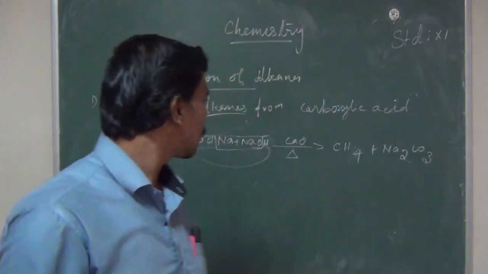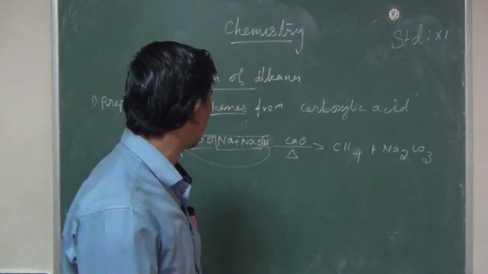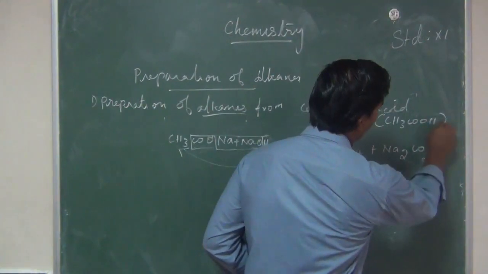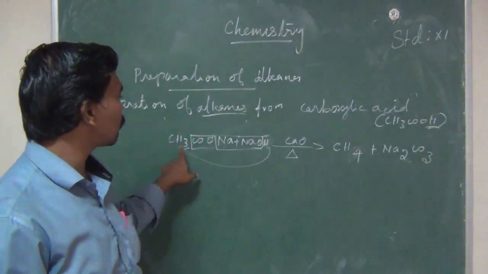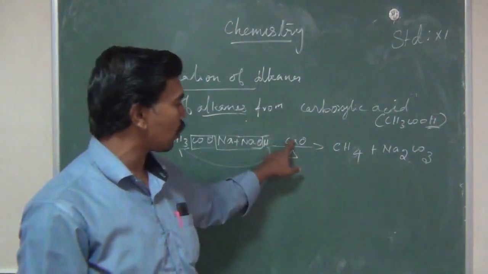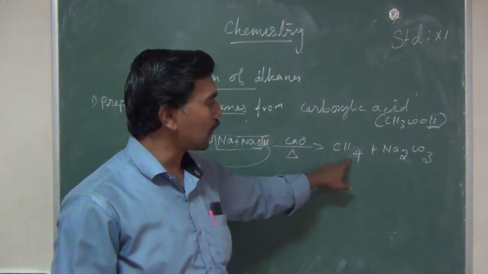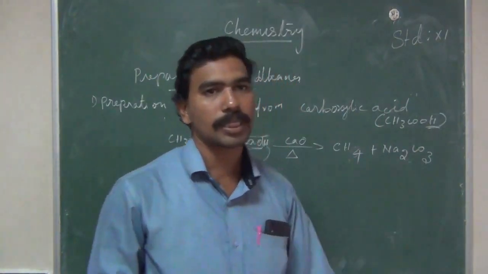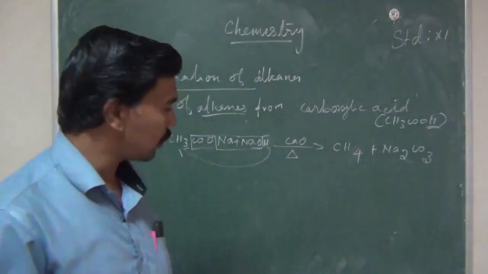Okay, you see this, the preparation of alkanes from the carboxylic acid. The carboxylic acid formula, you know, is CH3COOH. When this hydrogen is replaced by sodium, that is the sodium acetate. The sodium acetate with sodium hydroxide and calcium oxide, when this mixture is heated, forms methane. Then the remaining thing, sodium carbonate, will come out. This is the decarboxylation process.